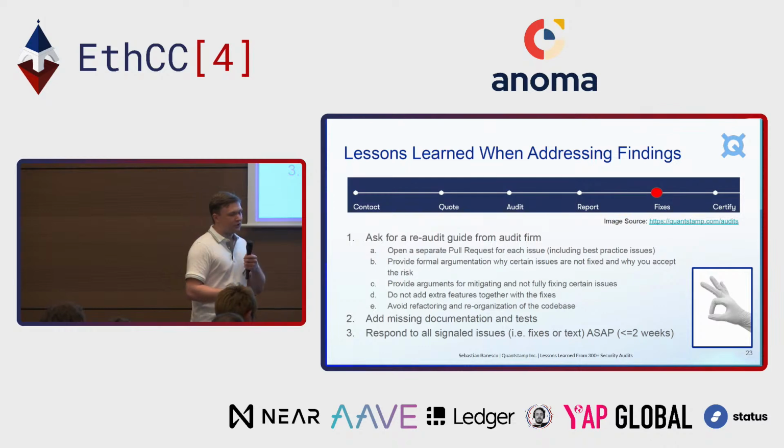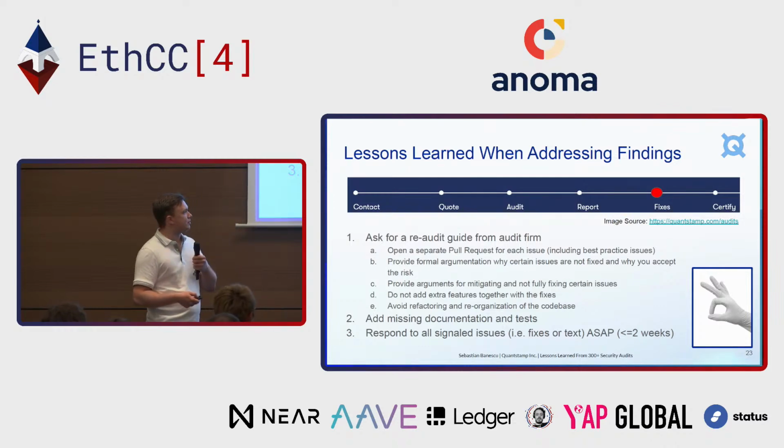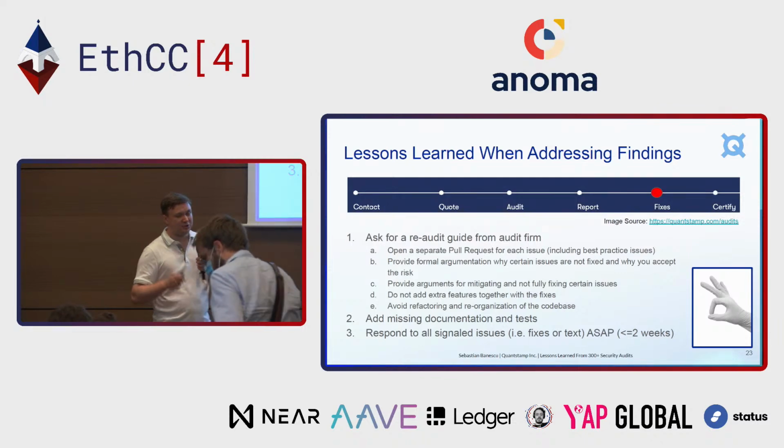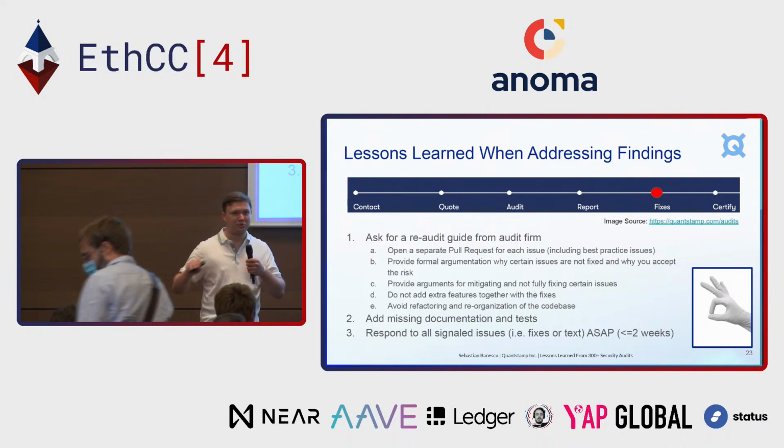Add the missing documentation and test issues that were signaled. That is going to help the re-audit because sometimes when the documentation has been fixed during the re-audit, other issues which are more important might come up. Those undetermined issues that we talked about in the beginning become clear that they're high severity, medium, low, or informational. That's super important.